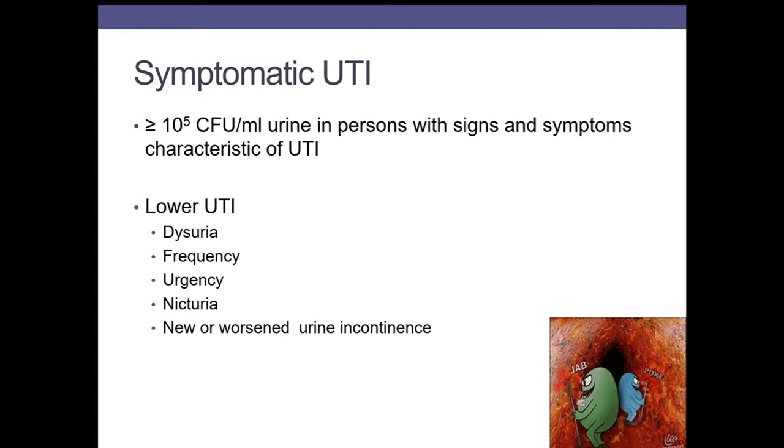So now we are with symptomatic urinary tract infections. So we have a patient with symptoms and signs of urinary tract infections, and in the urine we expect to find at least 10 to the 5 colony-forming units per milliliter of urine. Then we can say that we have a confirmed infection.